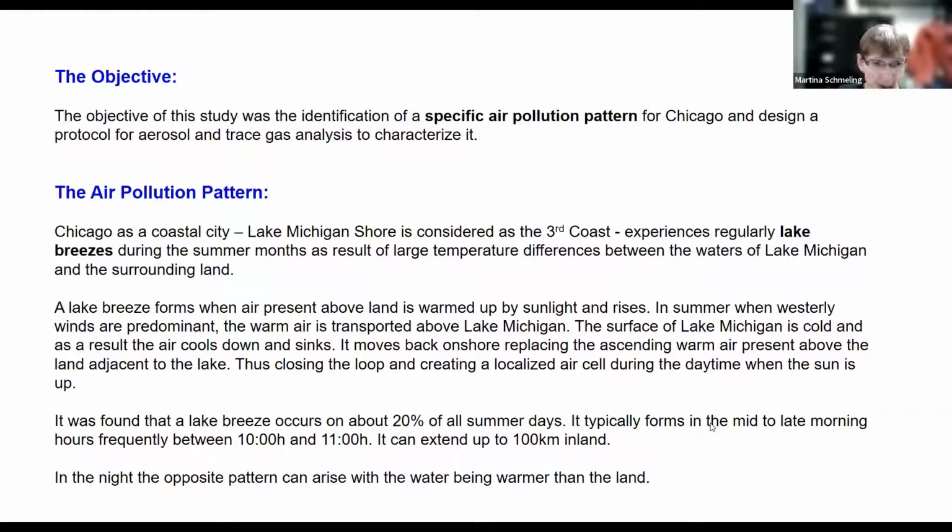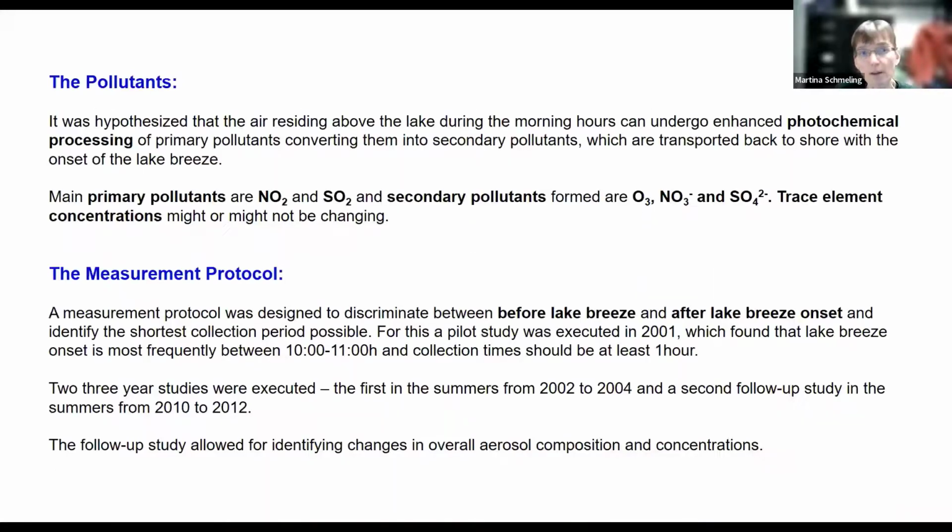At night, often the opposite pattern forms, which has implications for the air which resides above Lake Michigan. So at night, the water is sometimes warmer than the land, especially later in the summer, and the air is basically residing above the lake. So the pollutants. One of the hypotheses was that the air which resides above the lake during the morning hours can undergo enhanced photochemical processing of the primary pollutants which were initially present or which were blown out during the early parts of the lake breeze.